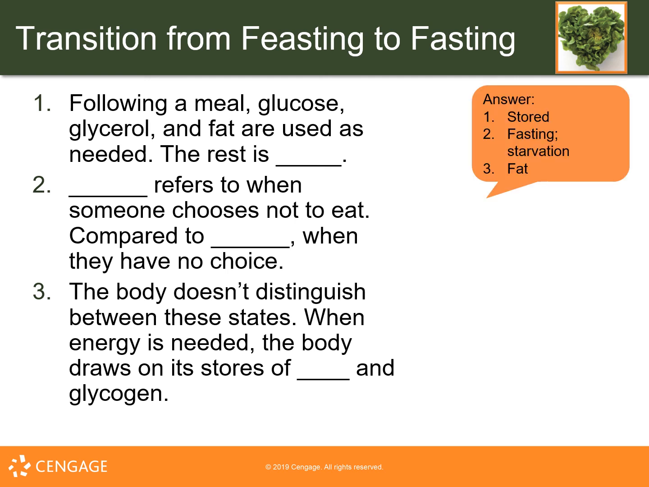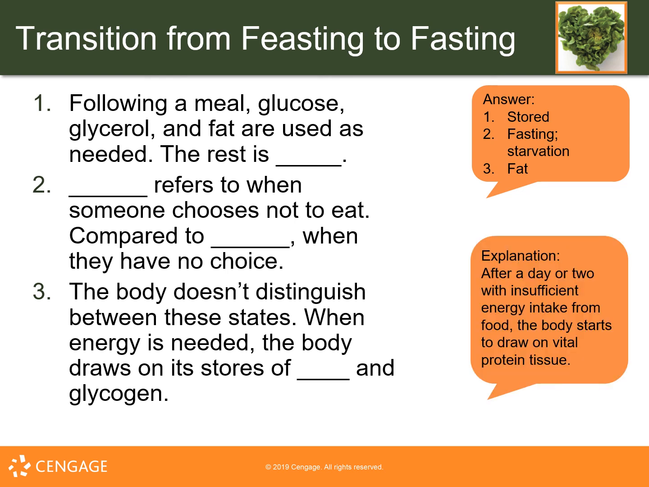Following a meal, glucose, glycerol, and fat are used as needed. The rest is stored. Fasting refers to when someone chooses not to eat, compared to starvation when they have no choice. The body doesn't distinguish between these states. When energy is needed, the body draws on its stores of fat and glycogen.